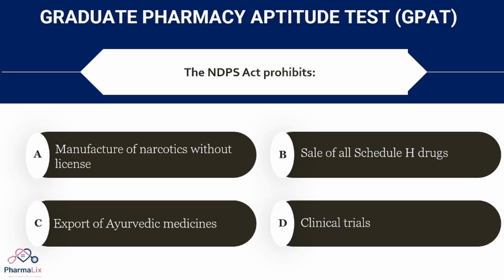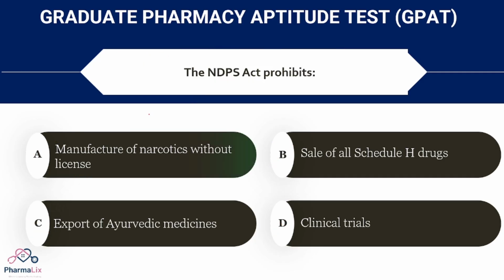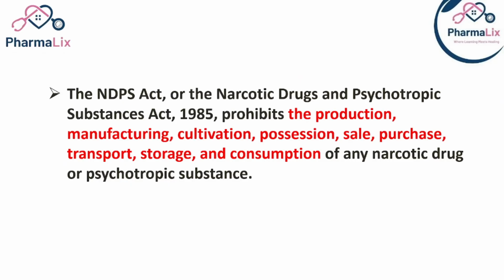Then we have NDPS, that is the Narcotic Drug and Psychotropic Substance Act. This act prohibits what thing? Manufacture of narcotic without license, sale of all Schedule H drugs, export of Ayurvedic medicine, or clinical trials. Clinical trial is wrong. Ayurvedic cannot be there. Sale of Schedule H we already know. Manufacture of narcotic without license is going to be our correct answer. If you know the full form, you can solve this question. So manufacture of narcotic without license, and this is how you're going to remember it.